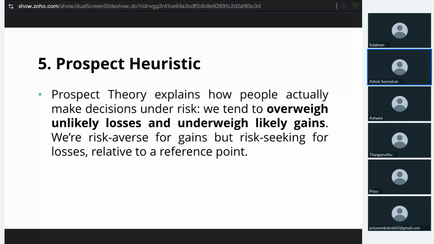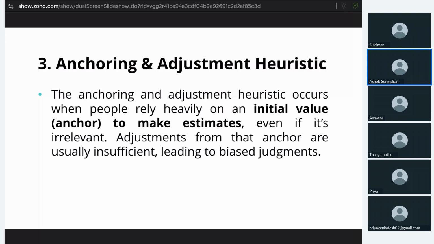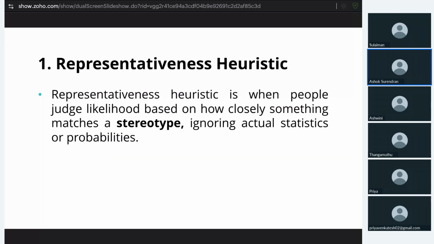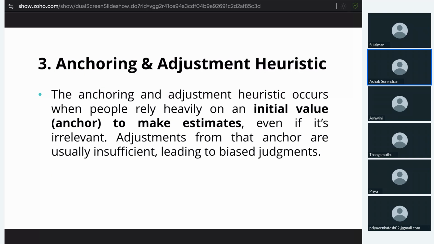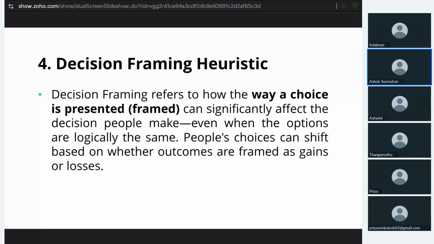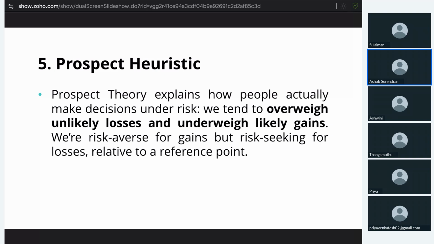So there are 5 things basically. First one is representativeness heuristics, which is purely based on stereotype. Second is availability heuristics, where we take decisions with a bias towards whatever information we heard recently. Third is anchoring, where the initial price decides the conversation and the decisions around it. Fourth is decision framing, where you frame the decision as a positive or a negative thing, which impacts the way we take decisions. And the fifth is prospect heuristics, where we overweigh the loss and underweigh the gains which we currently have.